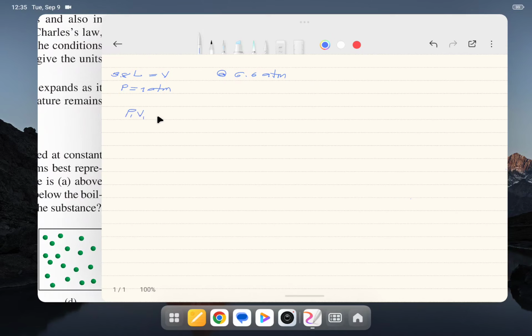Your P1 V1 is P2 V2. So this is your P1 V1. This is your P1. This is your P2. Therefore your V2 would just be equal to P1 V1 all over P2. So therefore you have 1 ATM times 3.8 liters all over P2, which is 6.6 ATM.